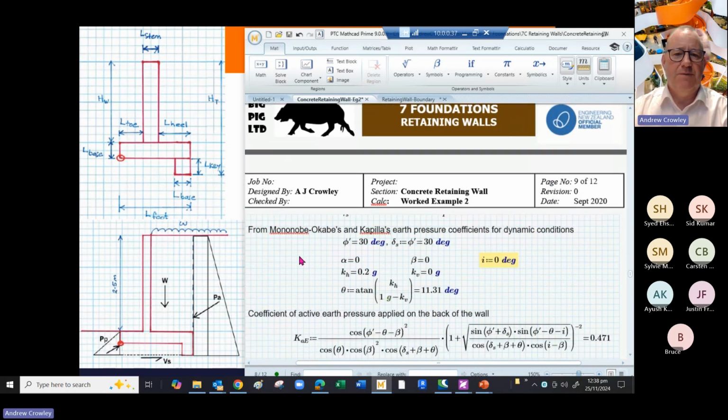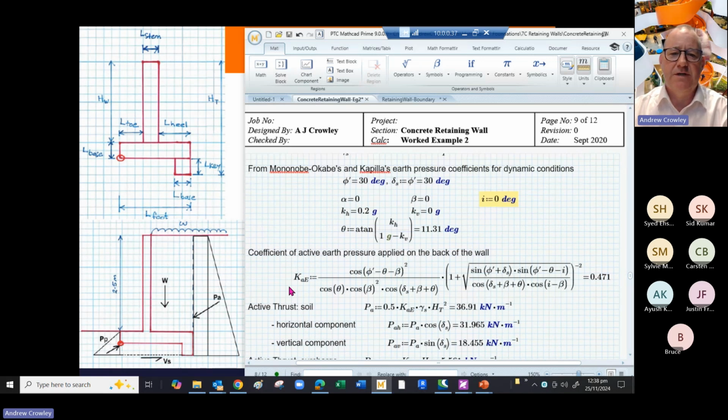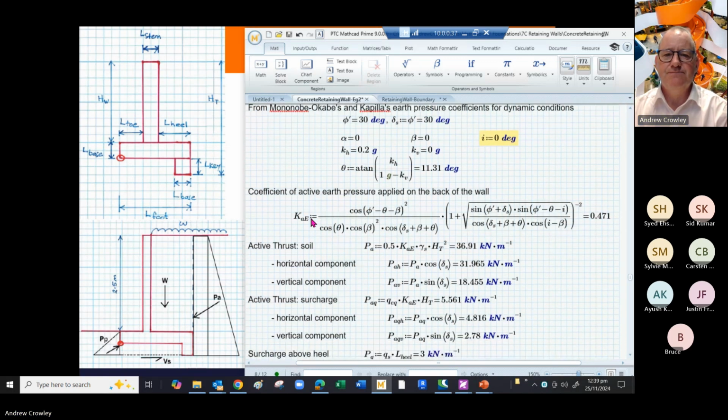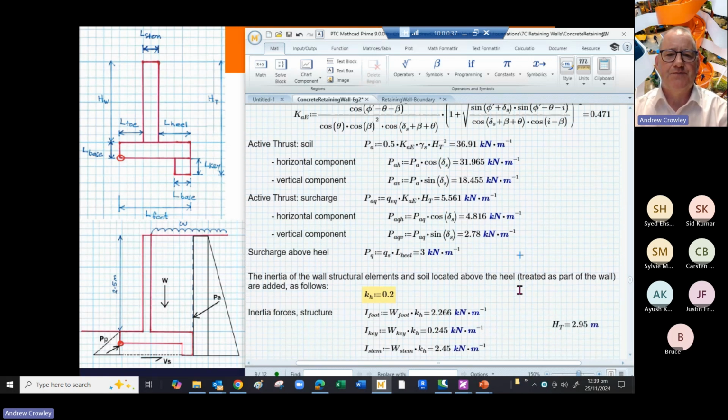From the Mononobe-Okabe earth pressure coefficients, we can calculate that the active earth pressure coefficient, KAE, is 0.471, as we've seen before from this very large equation. That's popping in this value theta, and you get the theta to take into account the acceleration due to gravity of the earthquake load. From that, you can calculate the active thrust due to the soil, the active thrust due to the surcharge, and then the surcharge above the heel, which is potentially restoring.